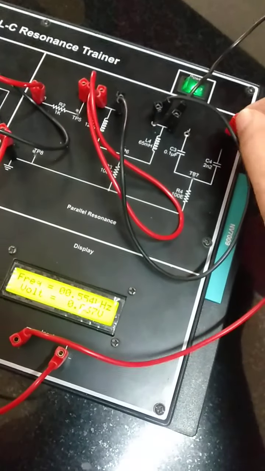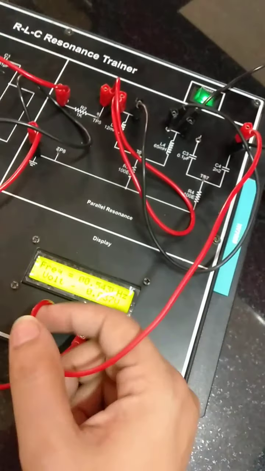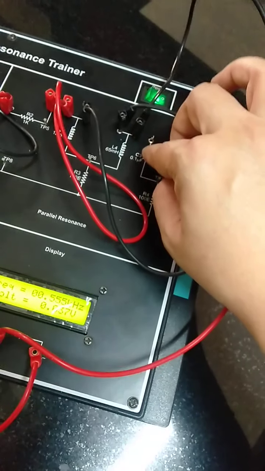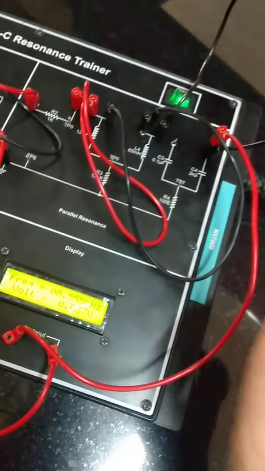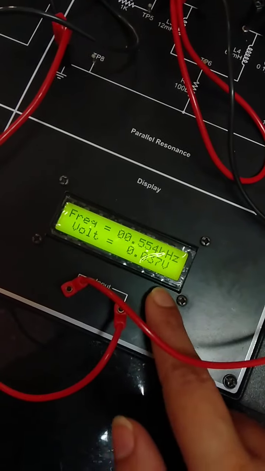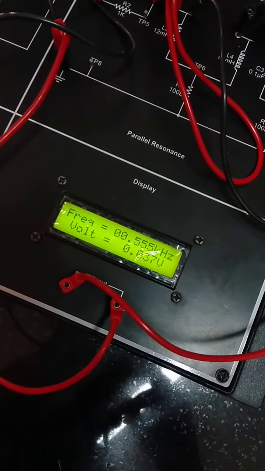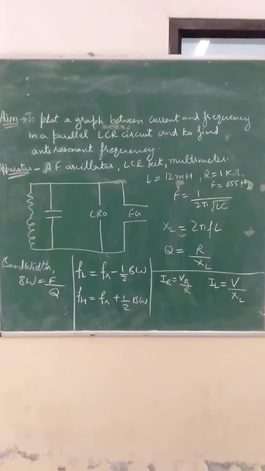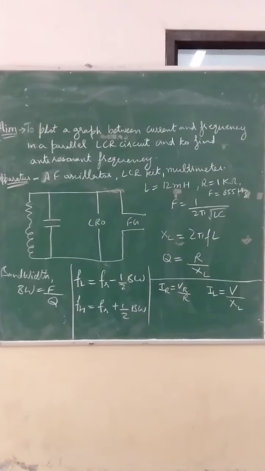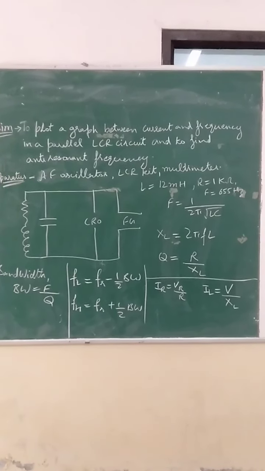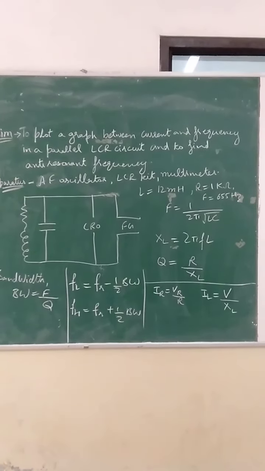Now output is at this point, so one point of the capacitor is at this point and one point of the capacitor is in connection with the inductor. So this is how you can operate the whole apparatus. So here LCR is in parallel and you can go ahead with the reading on this display. So here I am having values: the inductor I have used is 12 millihenry, resistance 1 kilo ohm, and the frequency which I used was 655 hertz.